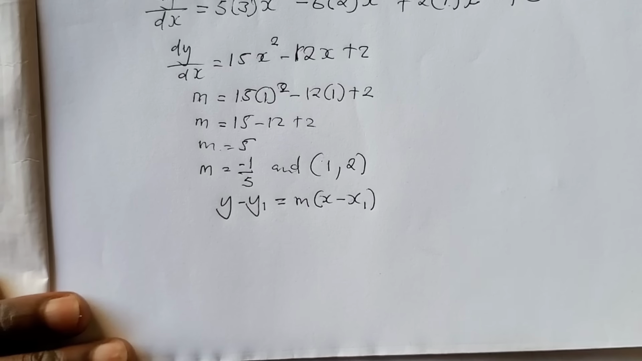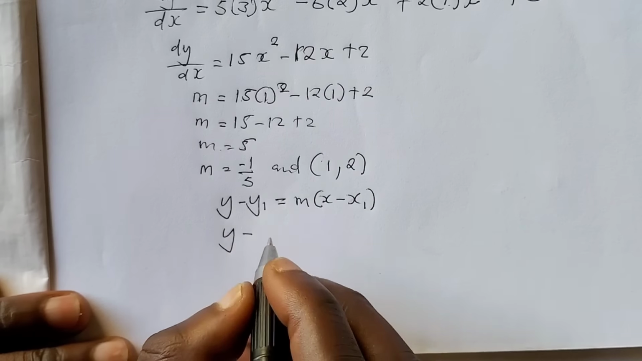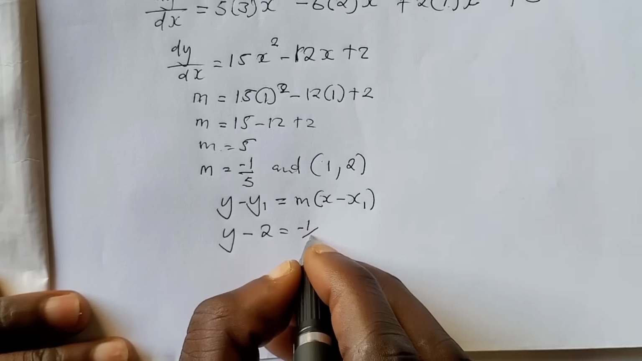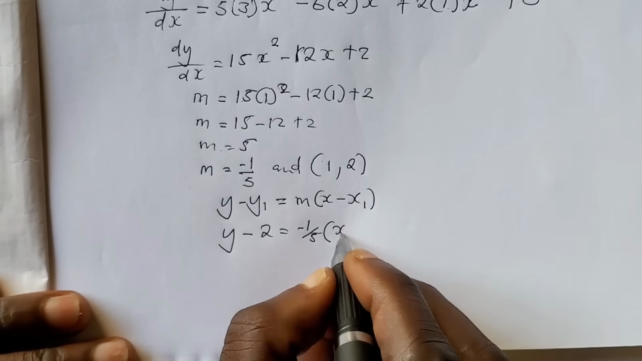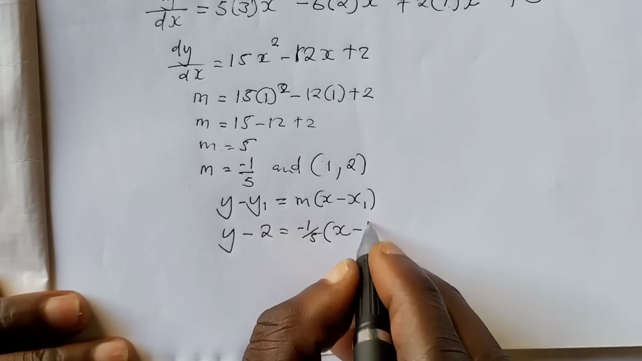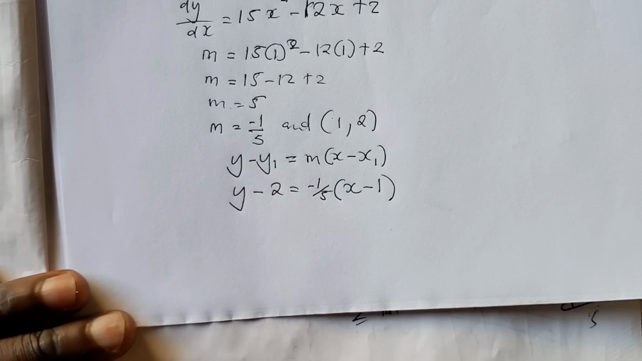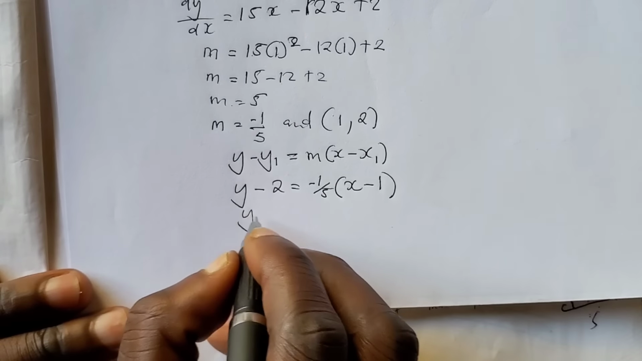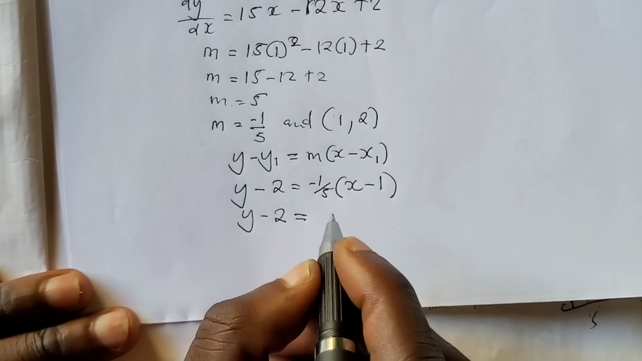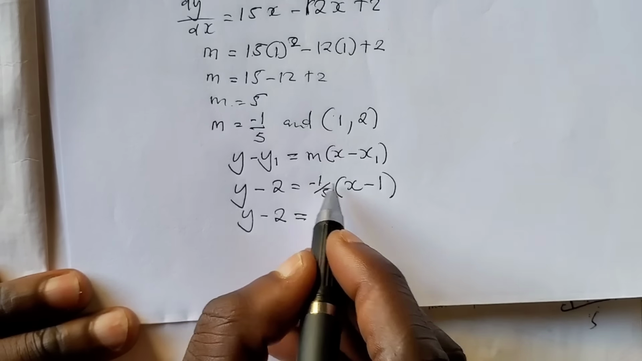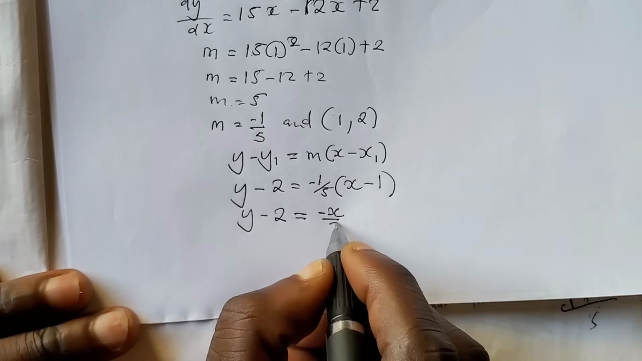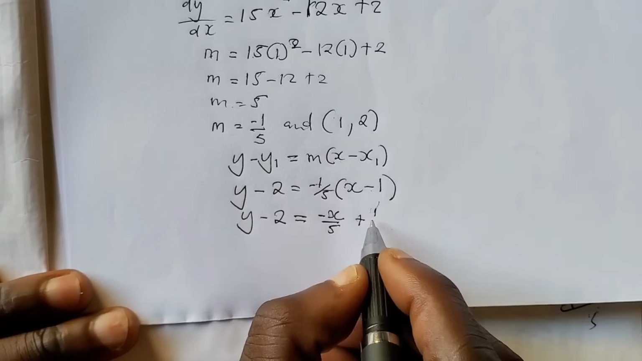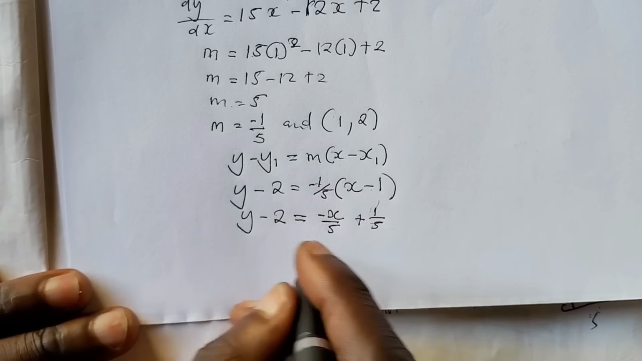Yes. Very good. Then y minus y1 is y minus 2 is equals to gradient -1 over 5, open bracket, x minus x1, which is 1, like this. Now, this is a fraction. Okay. It's a fraction, so I'll show you how to do that. So here what we do, -1 times x will be just -x over 5. Negative times negative, positive 1, over 5. You see, this is a fraction.